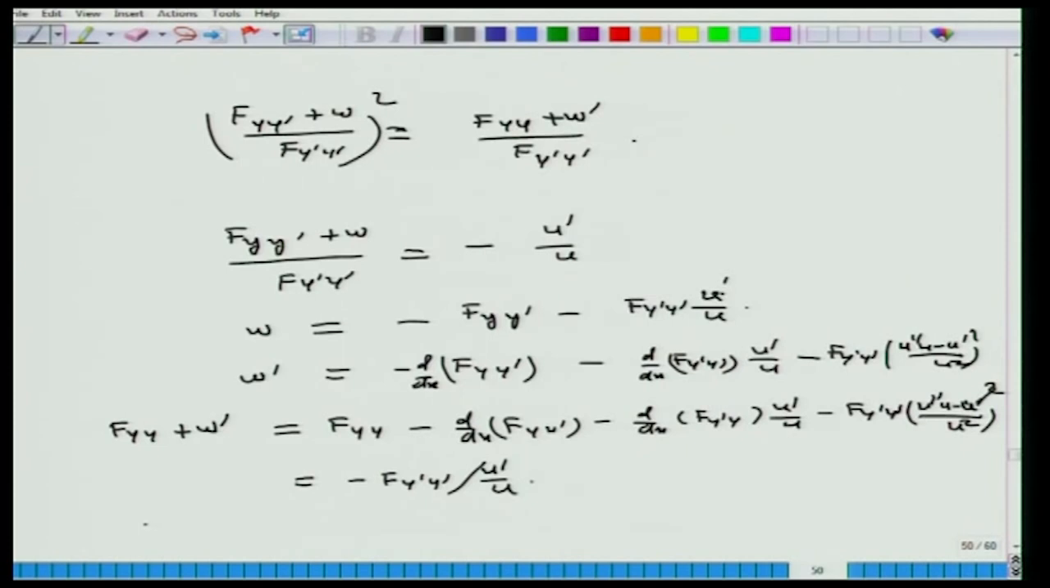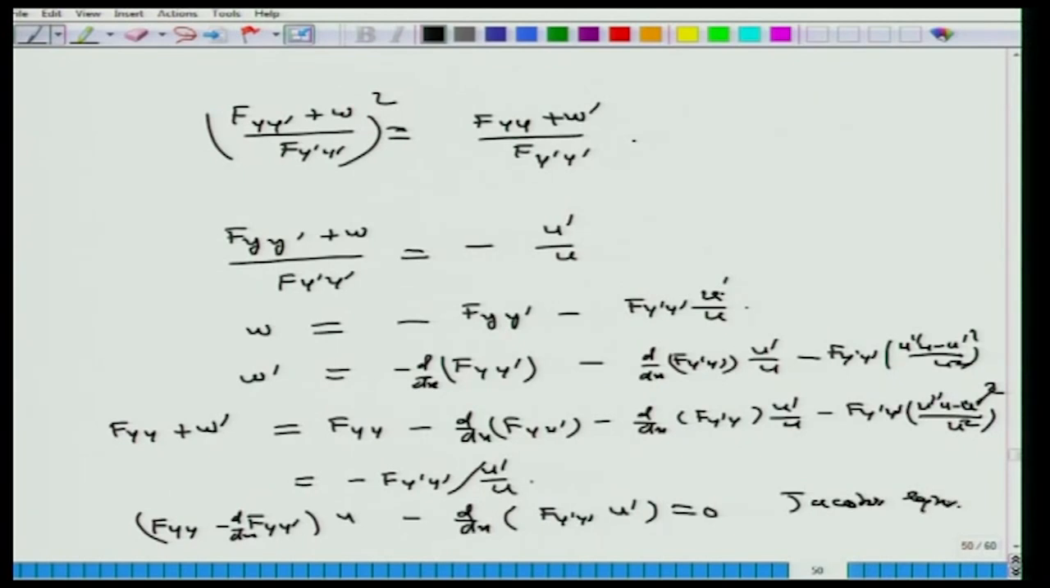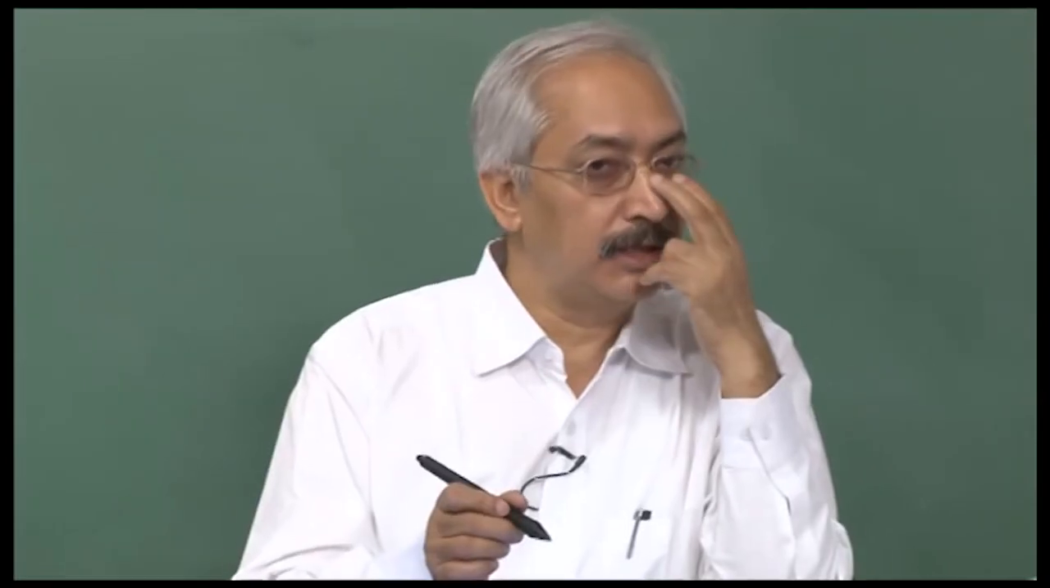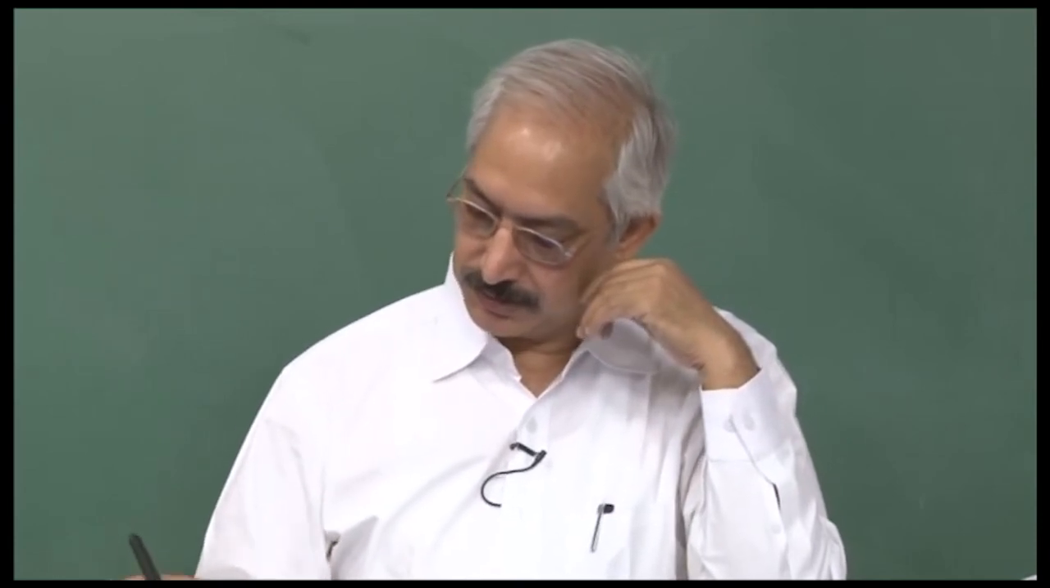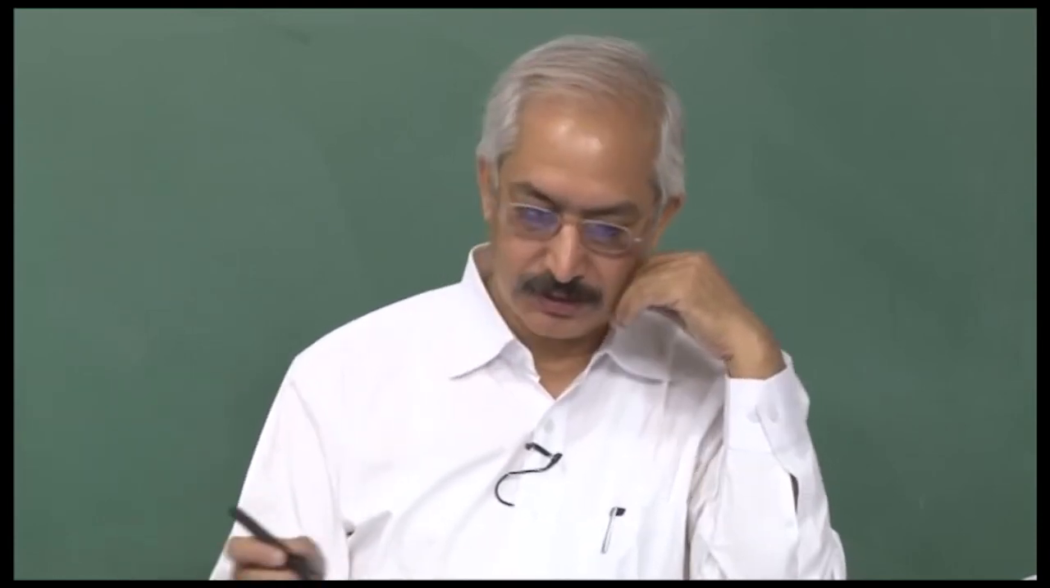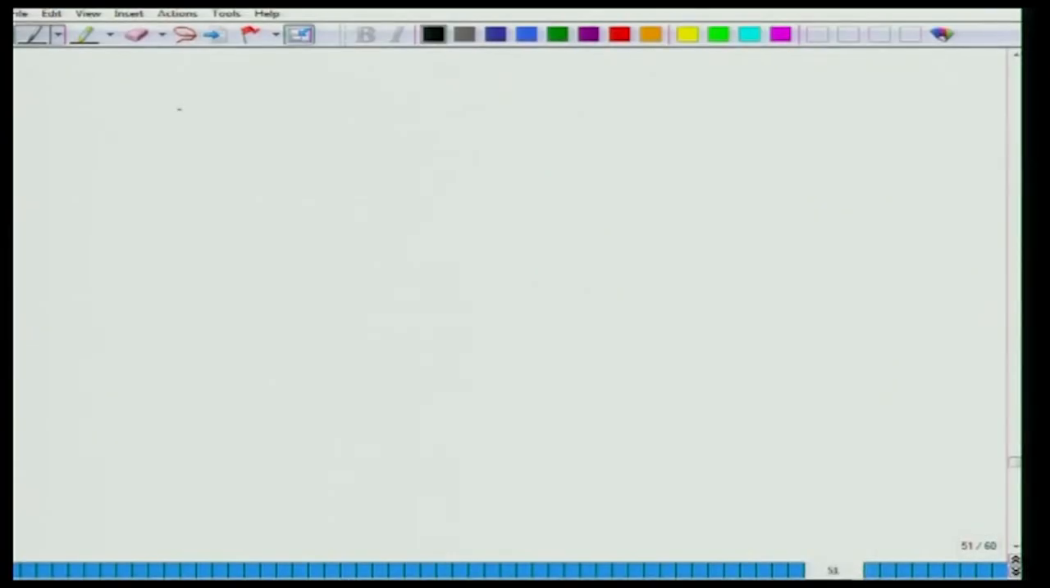Simplifying this, we get the Jacobi equation, that is f y y minus d by dx of f y y prime u minus d by dx of f y prime u prime equal to 0, Jacobi's equation, which we had already got. So, if the solution of this Jacobi equation vanishes only at A and not before B, then we get that condition satisfied.